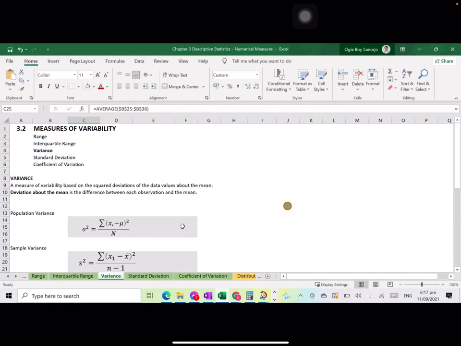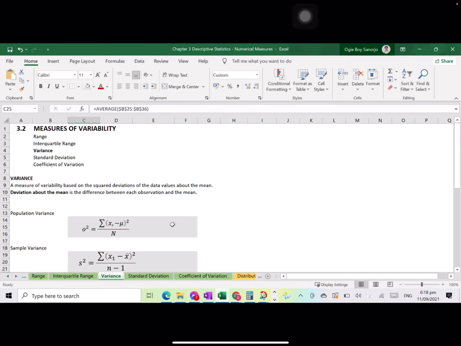For the third topic of this measures of variability is variance. Okay, so variance is defined as a measure of variability based on the squared deviations of the data values about the mean. So basically, in order for us to get the variance, we need to get the squared of the total of the data values about the mean. So basically, the deviation about the mean is only the difference between each observation and the mean.